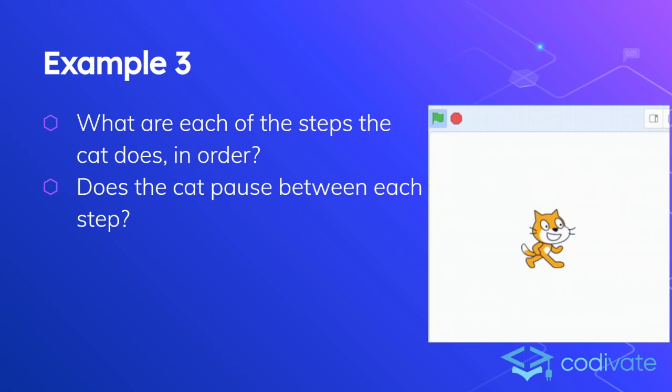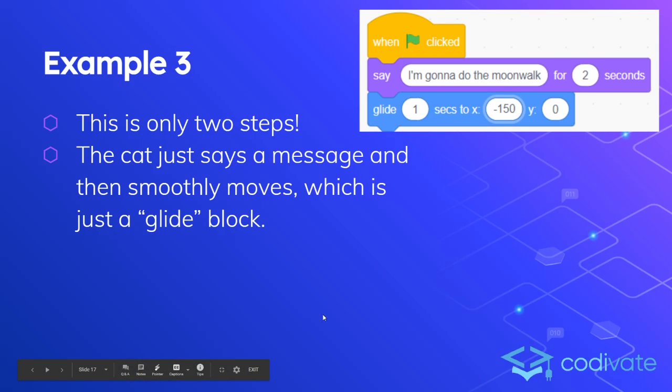So we only know of one block that can make the cat slide across the screen, and that's the glide block. So there has to be a glide block right after the speech block. And we see that after that happens, nothing else happens. The program's over. So it's really just two blocks. And if we look, it is just two blocks. It's, say I'm going to do the moonwalk and then glide.